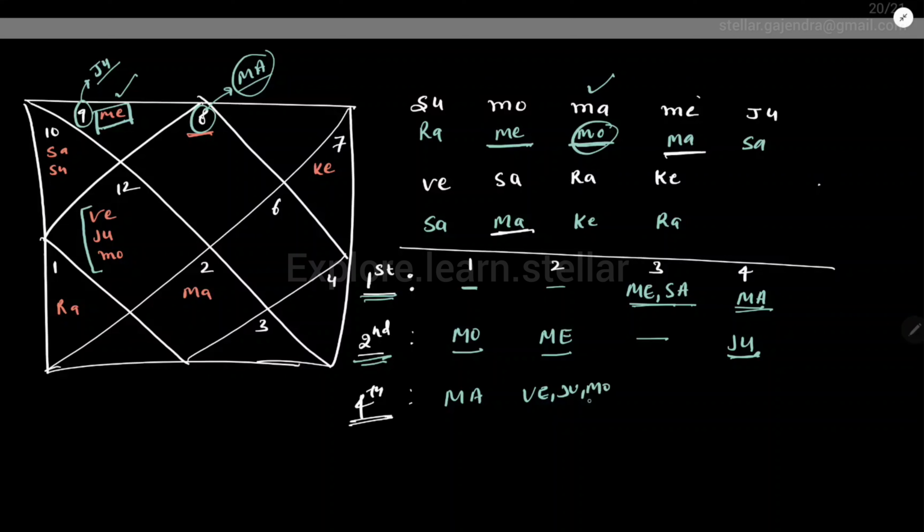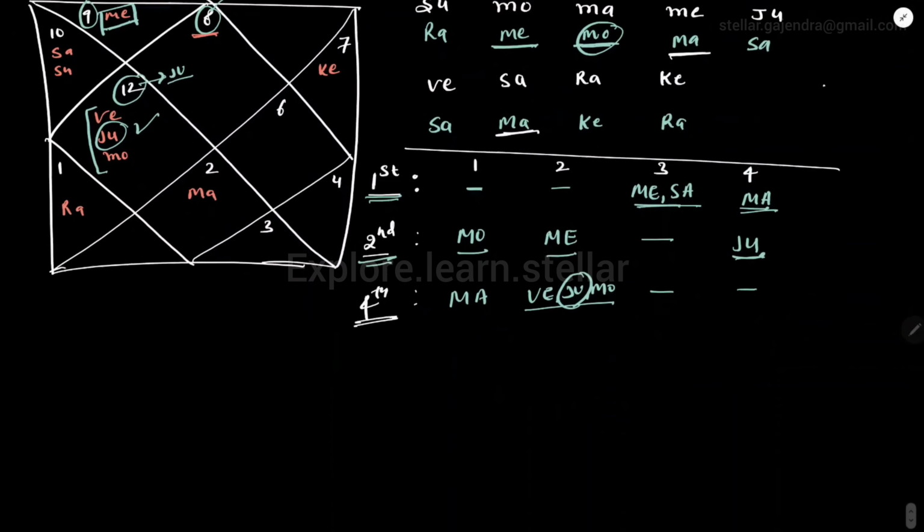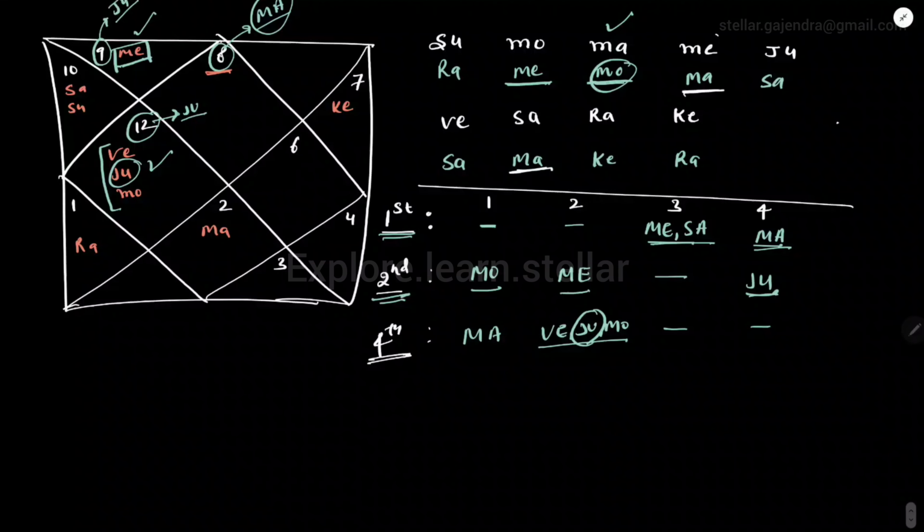The sign rising in the fourth cusp is the 12th sign, which is Jupiter's sign. And we know there is no planet in Jupiter's star, so we can mark a dash at the third level, which means there is no significator of this cusp at the third level. And Jupiter will then become the fourth level significator. Jupiter is already counted at the second level, so we will not count it again. So for the fourth house, Mars, Venus, Jupiter, and Moon are going to become the significators.